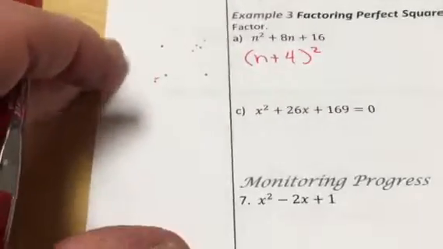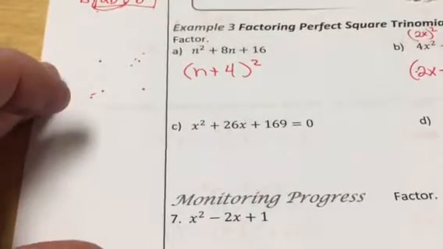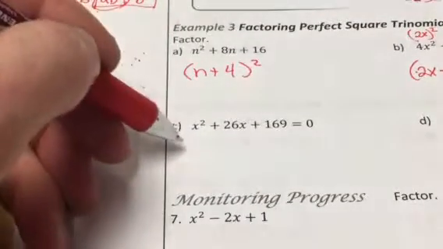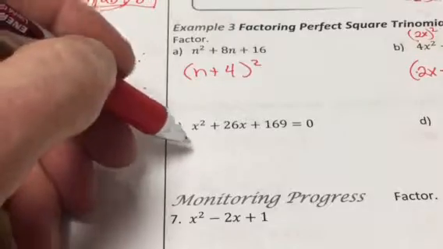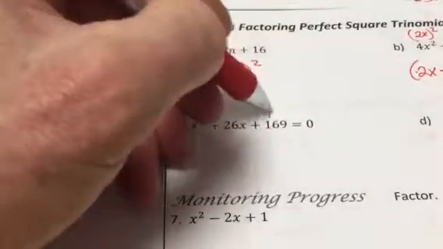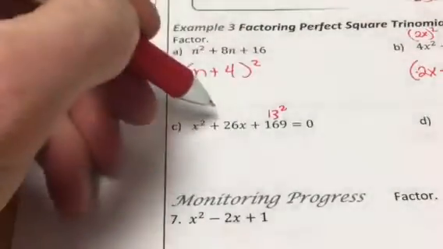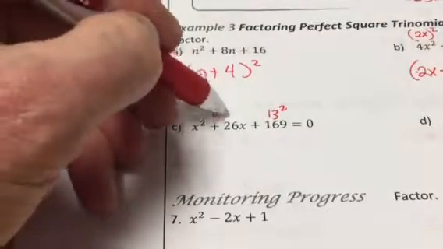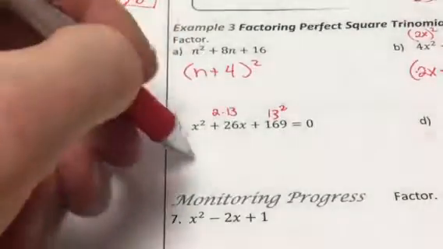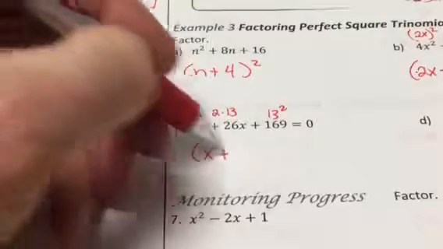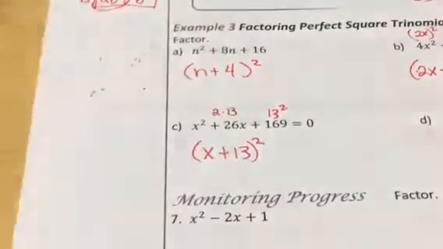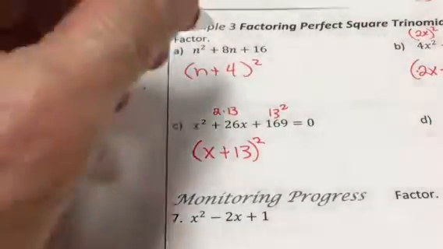All right, so looking at example C over here, it looks like this is 13 squared, and it looks like this is 2 times 13 in the middle there. So it looks like we can say x plus 13 squared.